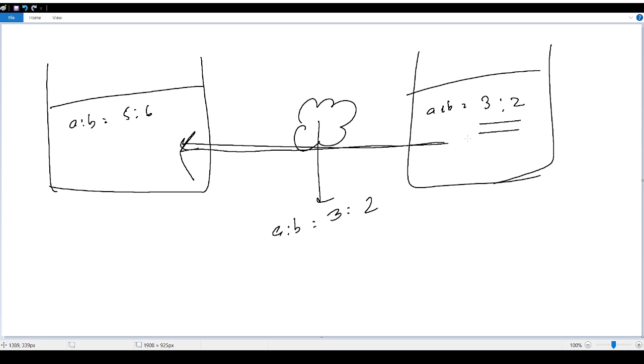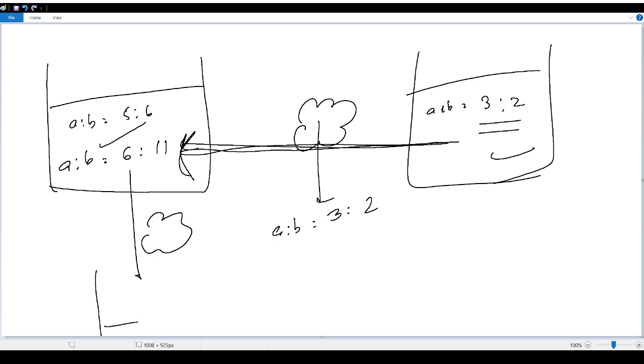Now when I transfer this mixture over here, this is one mixture, this is another mixture, both of the mixtures get mixed up, and now the ratio of A is to B becomes 6 is to 11. Now I transferred some amount of this mixture to a different container. So what is the amount of A is to B present?